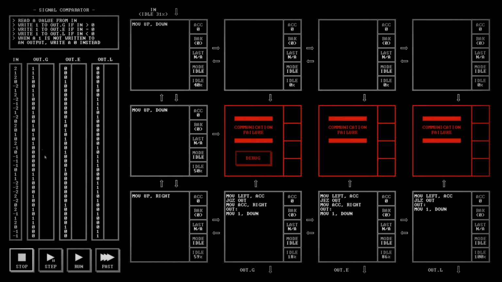So what happened there? Ah, okay. So I missed this last section here. When a 1 is not written to an output, write a 0 instead. So we do still want to move the accumulator to the right either way.